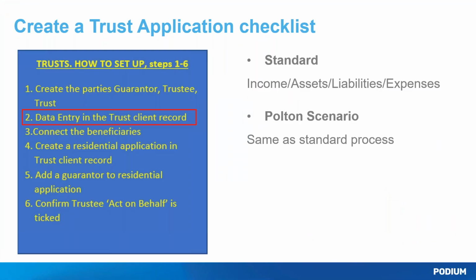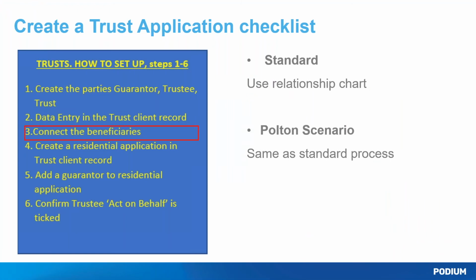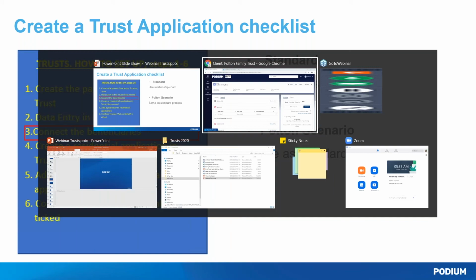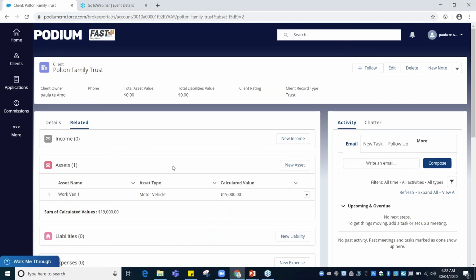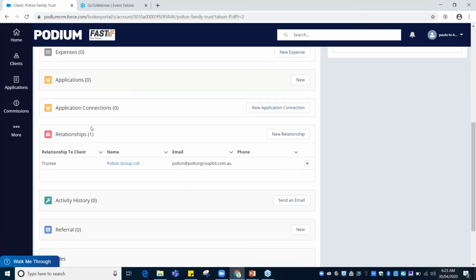Okay, step number 3, connecting the beneficiaries. Going back to our relationship chart. So we created a relationship chart at the very beginning for the family trust structure. So for our scenario, we could use the Polton family trust relationship chart. Let's go back into the live demo and let's connect our beneficiaries to start with. Now we connect our beneficiaries by scrolling down to relationships. Now the system has already connected the trustee. Fantastic. We need to add the beneficiaries, Jack and Diane.